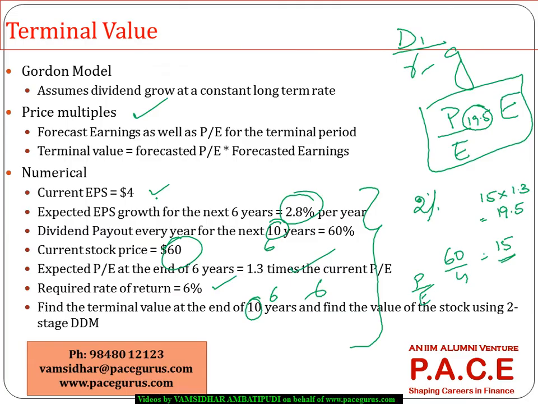So either of the mechanisms can be used to arrive at a terminal value. Based on the P by E multiple, we can automatically work out what the terminal value should be at that point. Use that terminal value, discount it to the present value, and say this is the value of the equity security using the dividend discounting model.